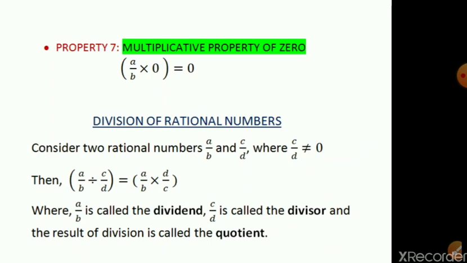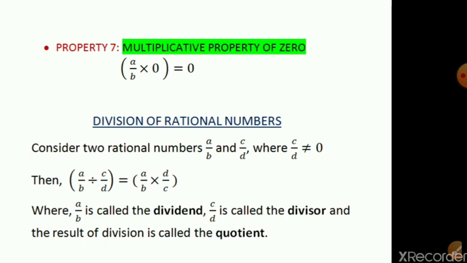Now moving on to division of rational numbers. So consider two rational numbers, say a upon b and c upon d, where c upon d should not be equal to 0. Then we can define a upon b divided by c upon d is equal to a upon b cross d upon c.